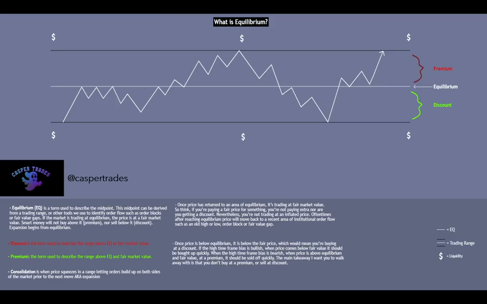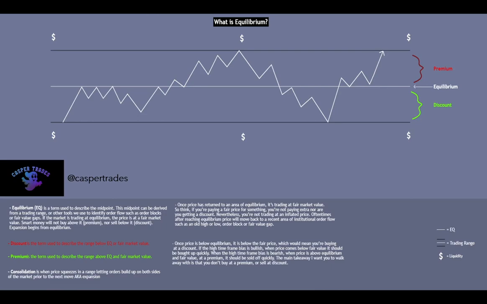I just want you to focus on the concept of identifying a trading range and being able to pinpoint equilibrium, because this is going to be the foundation you need to understand and develop other strategies to catch the moves we're speaking of. So, back to fair market value. Once price is below equilibrium, it is below the fair market price, which means you would be buying at a discount. If the high time frame bias is bullish, when price comes below fair value, it should be bought up quickly and move fast away from equilibrium.